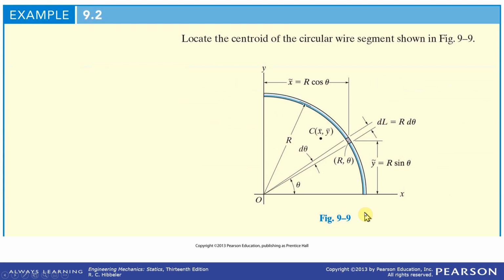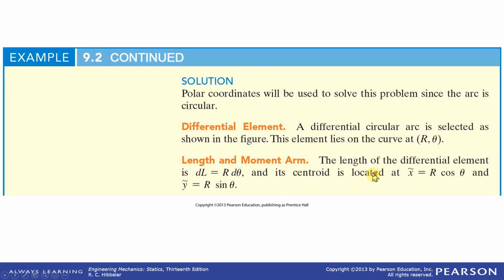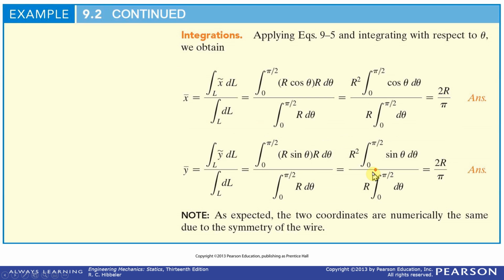Symmetric. There is a line of symmetry in this guy at 45 degrees. So you'd expect it. The center of mass has to lie on that 45 degree line. So look for symmetry where you can.